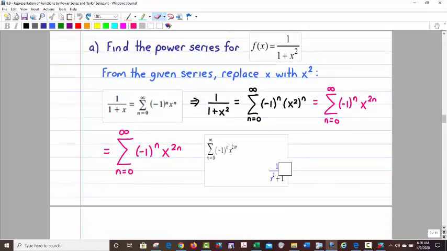And then just for the heck of it, I put it in Maple. And look what Maple spit out: 1 over x squared plus 1. So that one really wasn't too difficult.